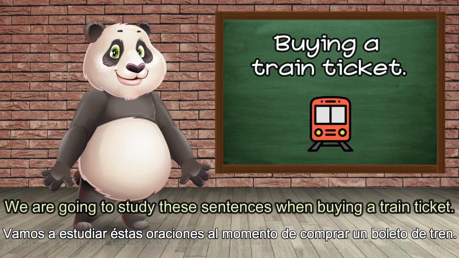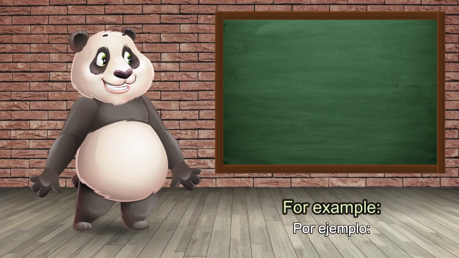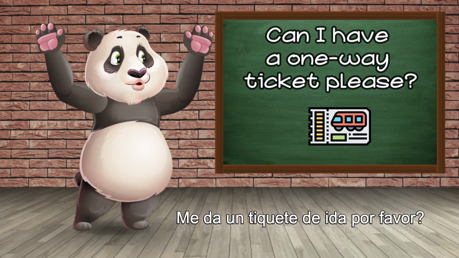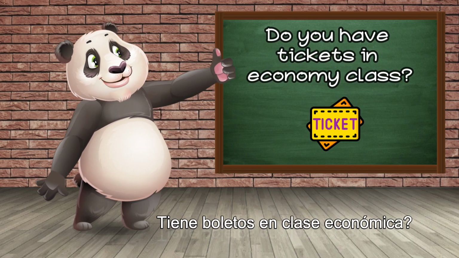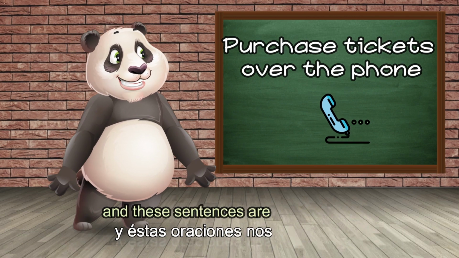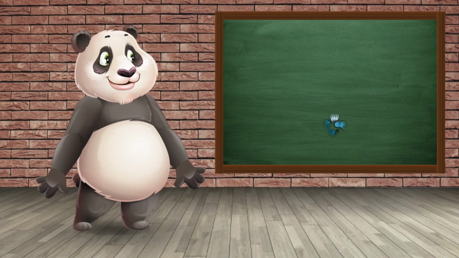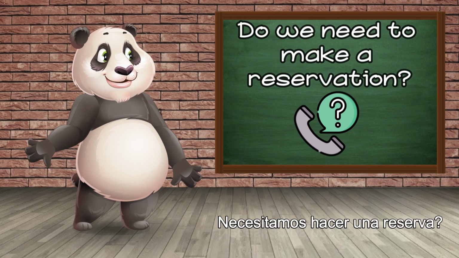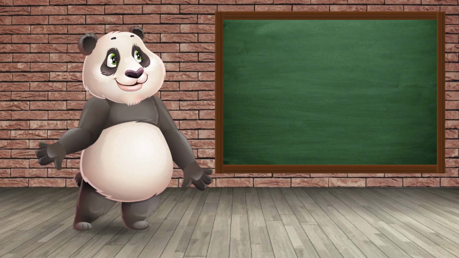We are going to study these sentences when buying a train ticket. For example, I would like a round-trip ticket, please. Can I have a one-way ticket, please? Do you have tickets in economy class? We can also purchase tickets over the phone, and these sentences are helpful to us. For example, do you have tickets available? Do we need to make a reservation? How much does a first-class ticket cost?